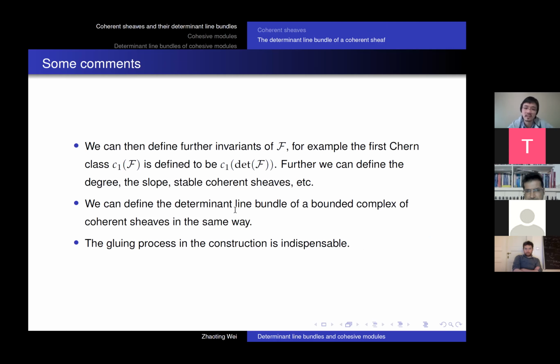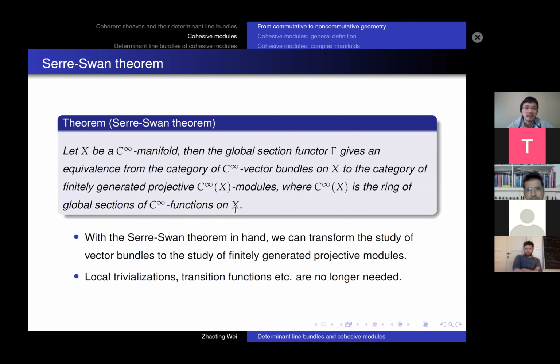How do we study this theory in the framework of non-commutative geometry? The starting point in my mind is the Serre-Swan theorem. That is, on a manifold, there's a correspondence between C-infinity vector bundles and the category of finitely generated projective modules of global sections of functions. So we can transform the study of vector bundles to the study of projective modules. We no longer need transition functions and this kind of thing.